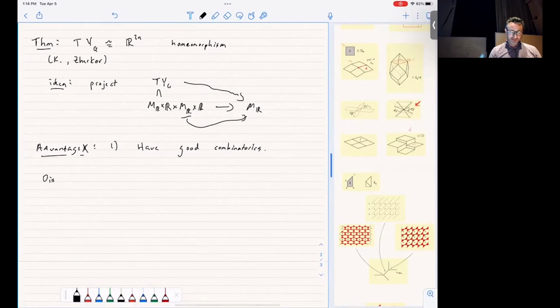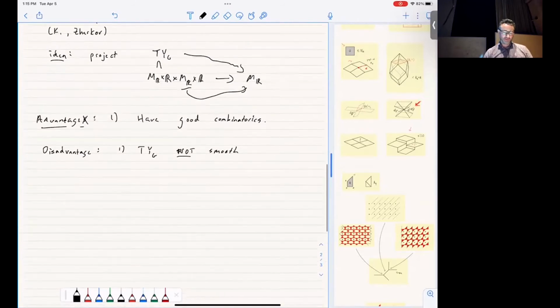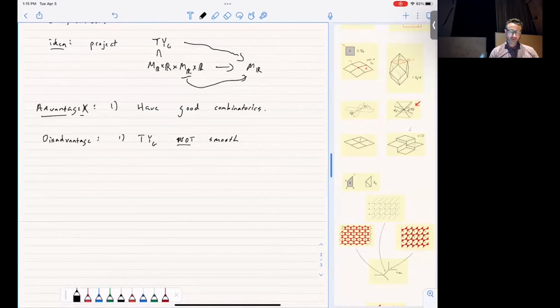The disadvantage list is maybe more extensive. Well, this is not in any sense smooth. In fact, putting a smooth structure on it is possible, but it's not natural, or at least we don't see a natural way of doing it. And that leads us into the fact that this is not really symplectic in any sense.